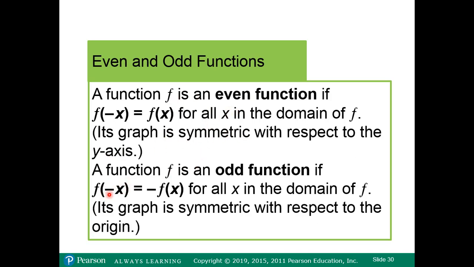And if you take a function and replace x with negative x and you get the opposite value of f of x, then it's an odd function. Okay? And this type of graph is symmetric with respect to the origin. So odd functions are symmetric with respect to the origin. Even functions are symmetric with respect to the y-axis.